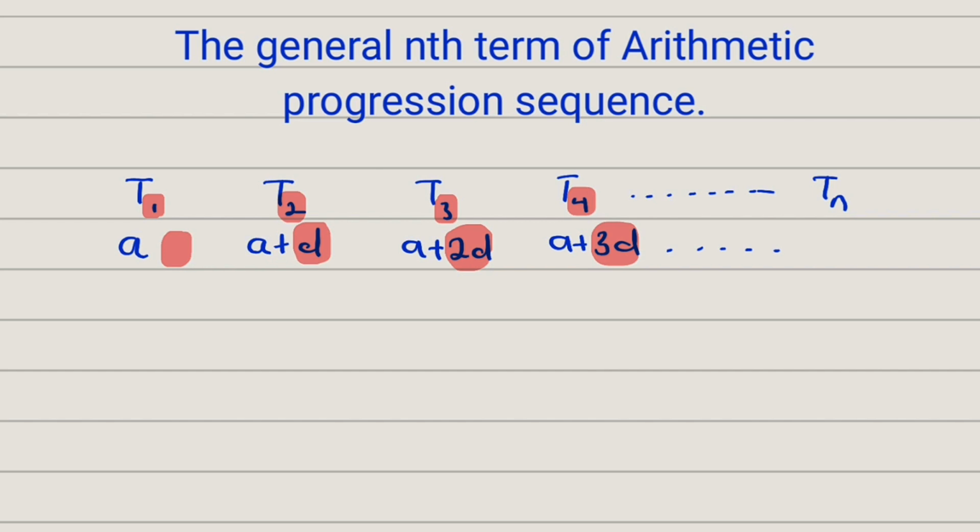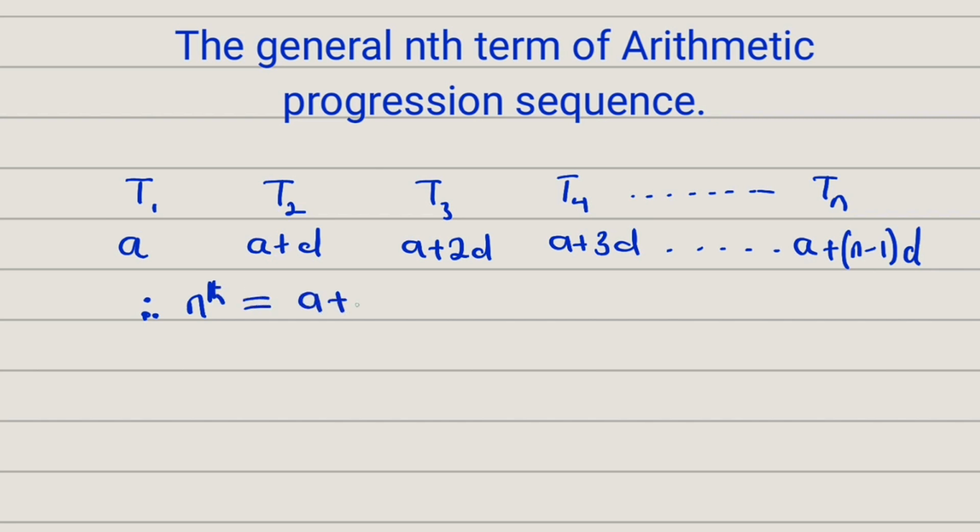And in each term, A is added to the number of common differences in the term. So therefore, we can use this idea to find the nth term. The nth term will be A as always, because each term contains A, plus the number of common differences, which will be 1 less than the number of the term. The number of terms here is n, so we're going to have n minus 1 D. Therefore, we can conclude by saying that the nth term can be obtained by adding A to n minus 1 number of common differences. Let us see whether this statement is true.